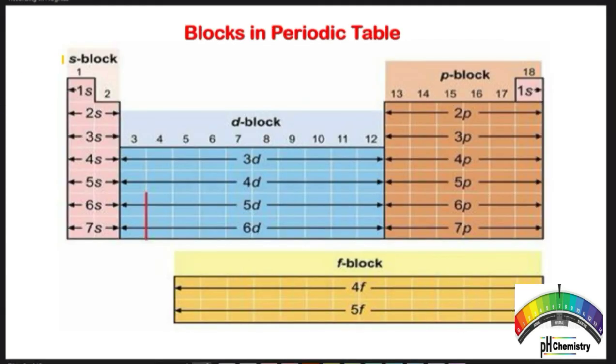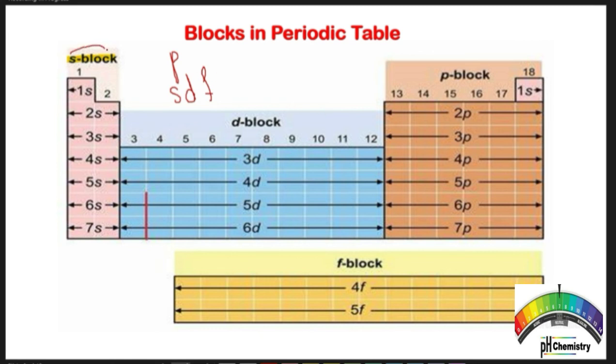Blocks in the periodic table. I told you there are 4 different subshells for the different shells. We denote the subshells by the letters S, P, D and F. And here the blocks in the periodic table are also represented as S block, P block, D block and F block. Why are these named like this?